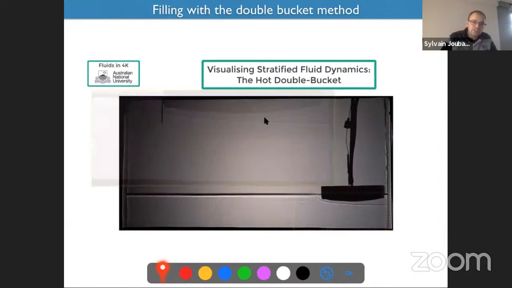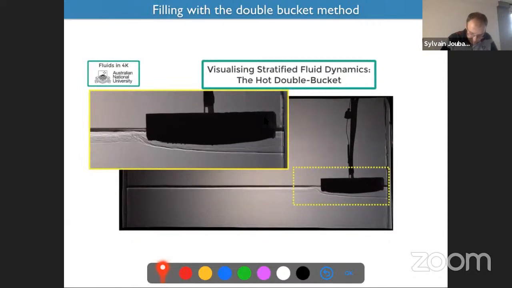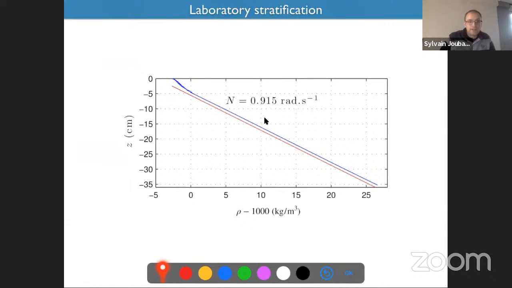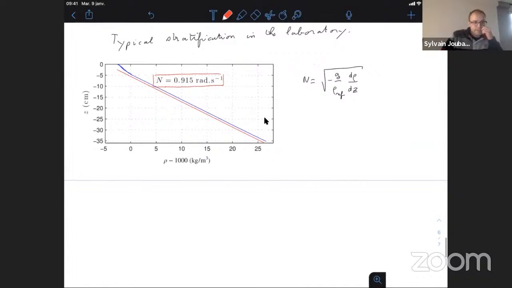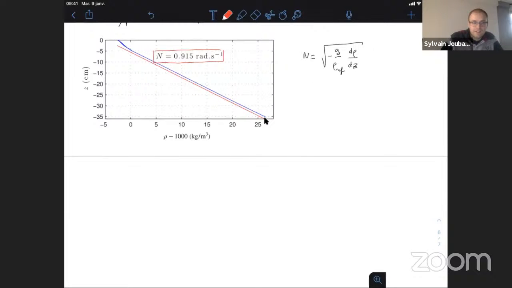In a nice stratification, we obtain this, which is very, very small. That's why this is typically the stratification we use for laboratory experiments afterwards. If you have very, very small variation for internal waves, it won't matter at all. Okay, is there any other question on this part?